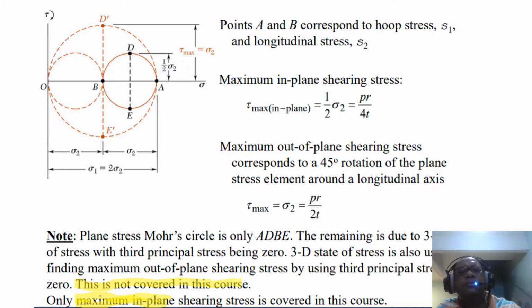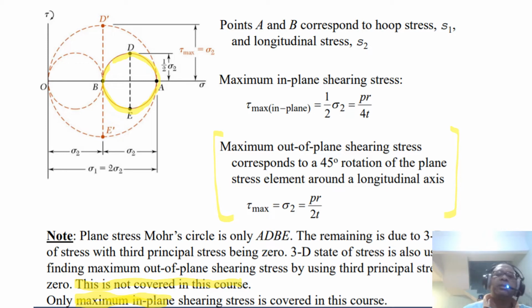You don't have to worry too much about this part of the work, because it's somewhat extra, and the one that we have studied so far only covers the Mohr circle that I draw in yellow here. Okay, so the remaining is due to the third component, the third principal stress being 0. This is O, point O, and this is not covered in this course.